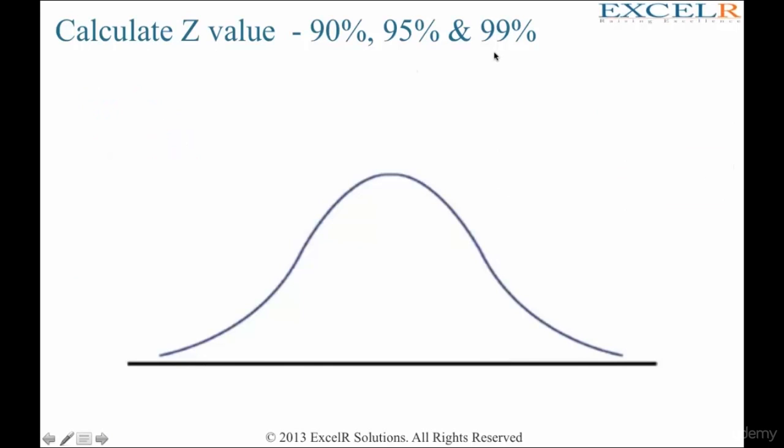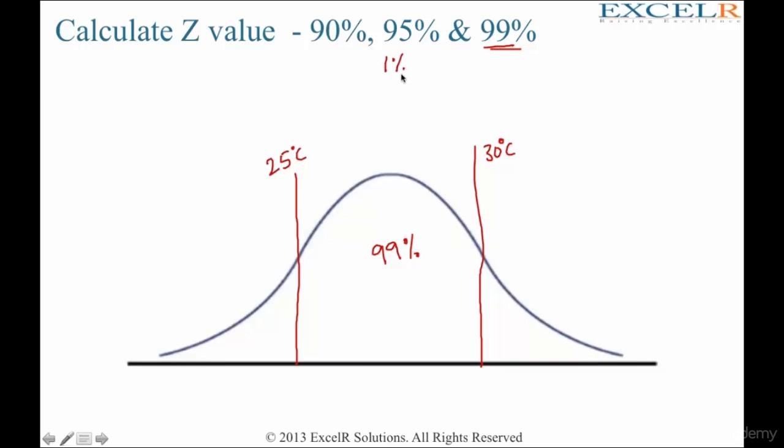All right. What if your management comes up to you and says, hey, I want you to come up with an interval with 99% confidence. So maybe you come up with the temperature saying that the range is 25 degrees Celsius to say 30 degrees Celsius. And you're constructing a 99% confidence interval. This means that there is a 1% chance that your temperature can fall beyond your range in reality.